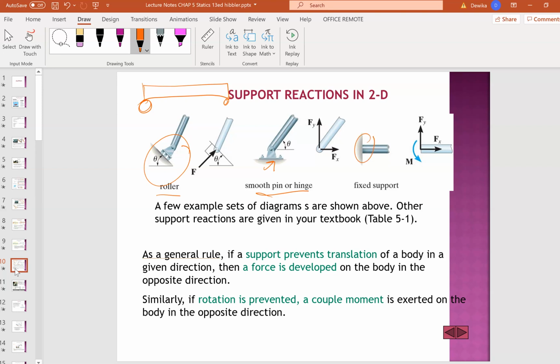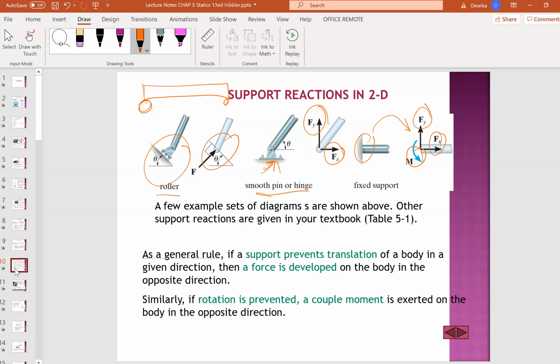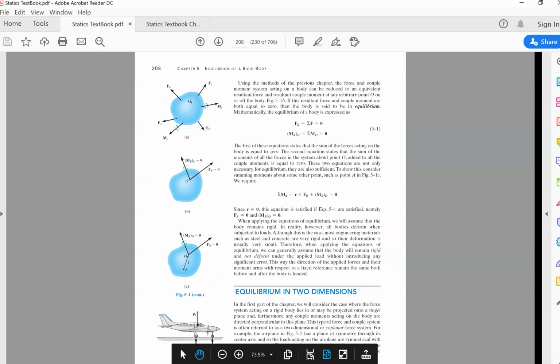And this is the fixed support. Now, each type will have its own forces. For example, look at this fixed support. We have 1, 2, 3. Then you have smooth pin or hinge. We have 2. And then roller, we have 1. What's happening here? How do we know this? I'm going to show you something in your textbook. Just move on to your textbook.